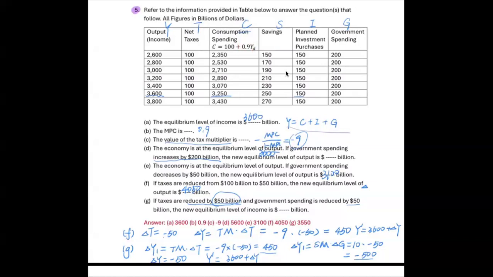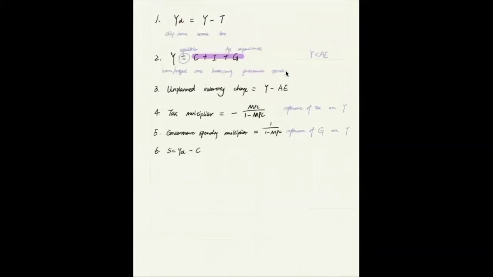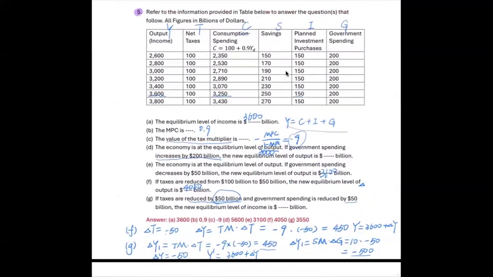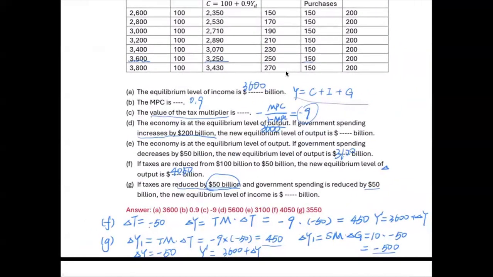And see what's the value of the tax multiplier? Our equation 4, right? Tax multiplier is negative MPC over 1 minus MPC. And now you know what the MPC's value is. You just need to substitute it to get the tax multiplier. Then we are going to use it in the following questions, but not in question D. So let's look at D.